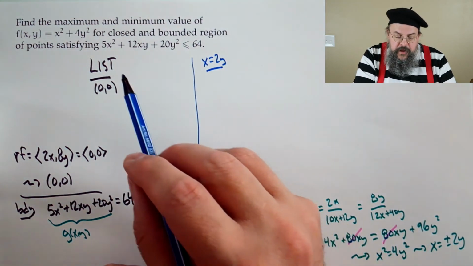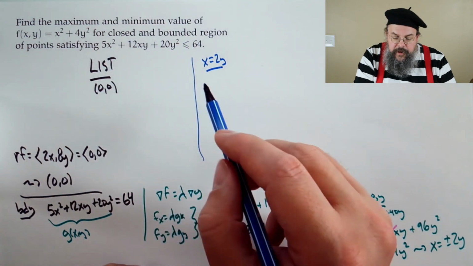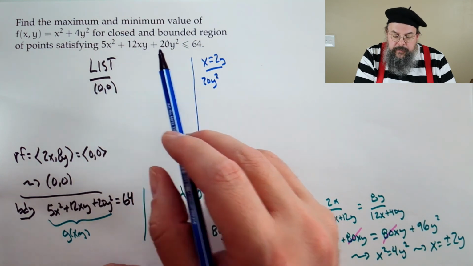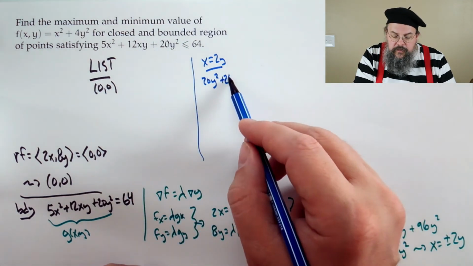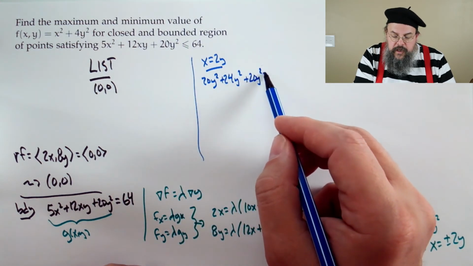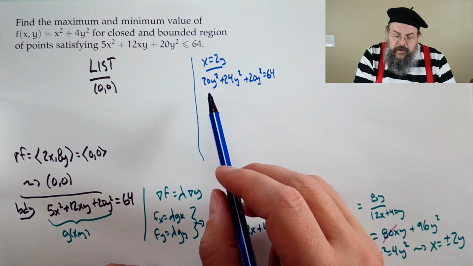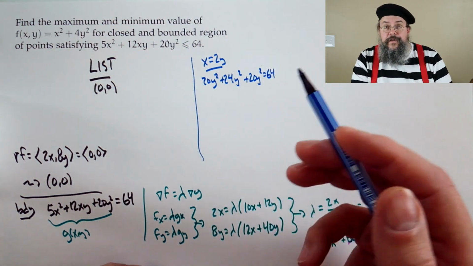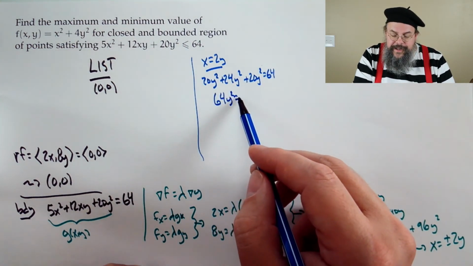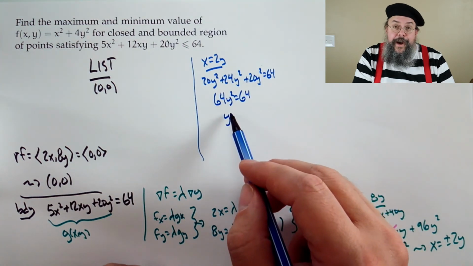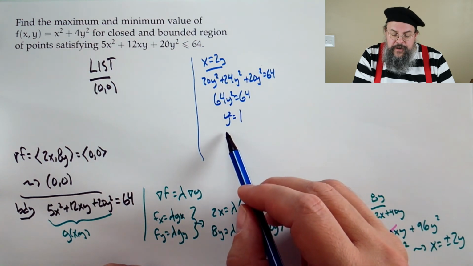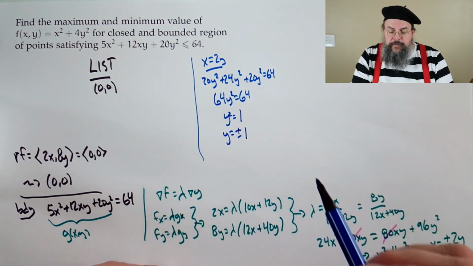What will happen? Well, we're going to get 5 times 4y squared. That's 20y squared. Then we have 12 times 2y times y. That's 24y squared. And then here, 20y squared equals 64. Well, 20 plus 24 plus 20 is 64. So 64y squared equals 64. It's almost like they want us to solve it. I think they do want us to solve it. So y squared equals 1, which says y equals plus or minus 1.